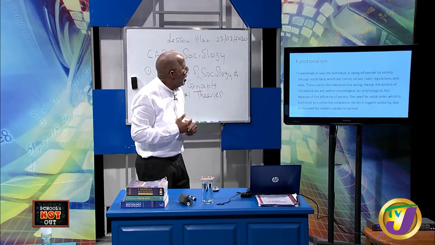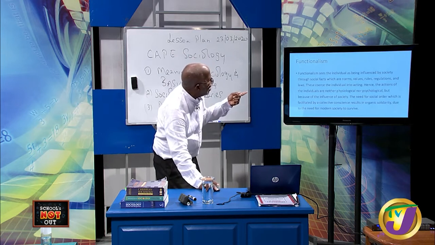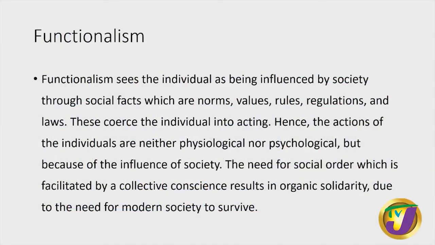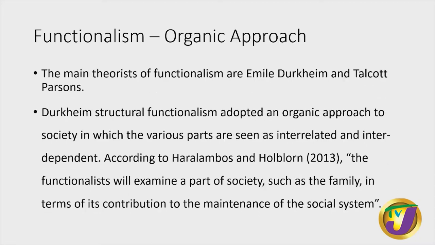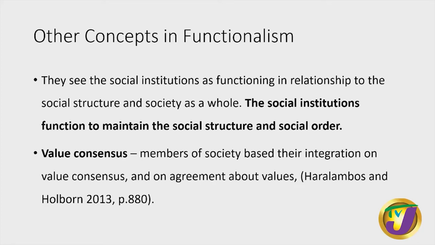So it is important that we understand these social facts. These coerce individuals into acting, and the actions of individuals are neither physiological nor psychological. You can criticize, but they said the person doesn't decide to steal; society forces the person to steal. We can say whether that is right or wrong, definitely. So we have here Talcott Parsons, the main theorist, and Emile Durkheim, and so on. So social facts, we just dealt with them.